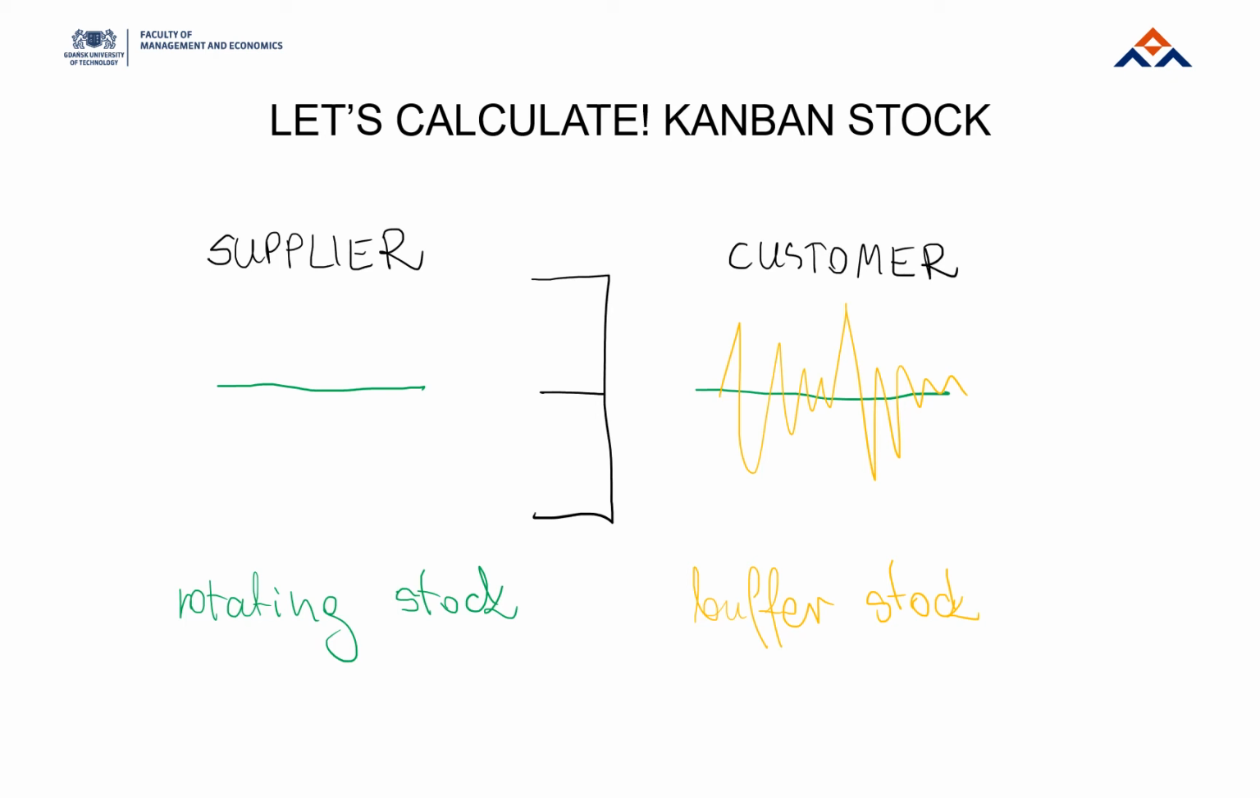Now, okay, but the supplier also has problems. He has delays, he has problems with quality. So deviations on the supplier side also appear. That's why we are calculating safety stock.